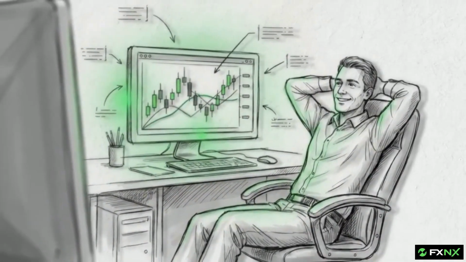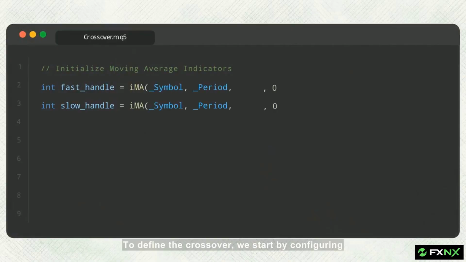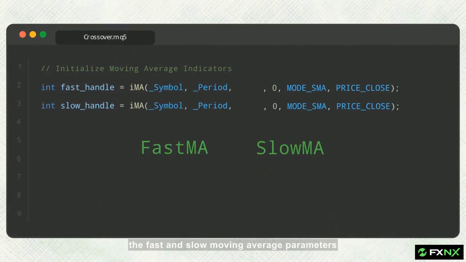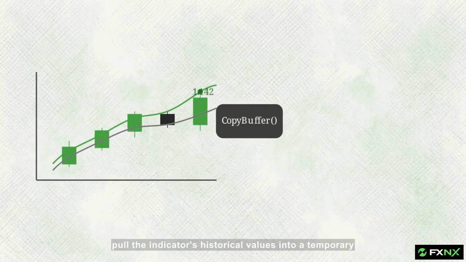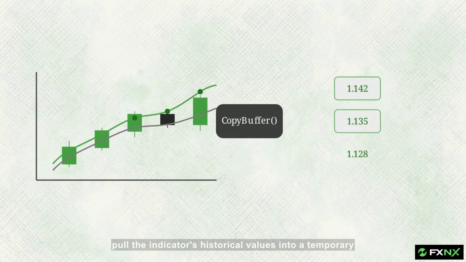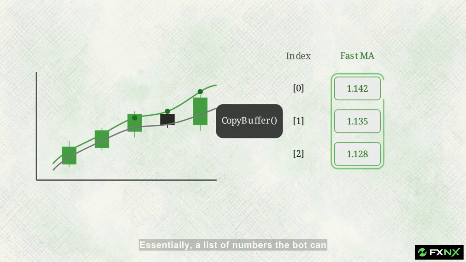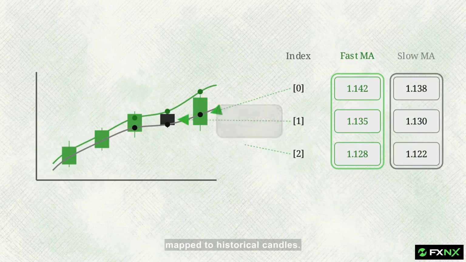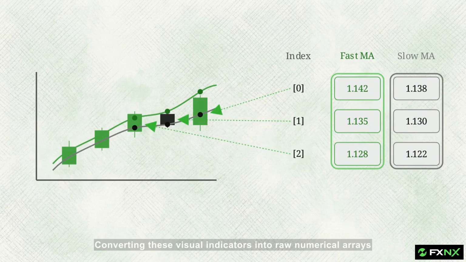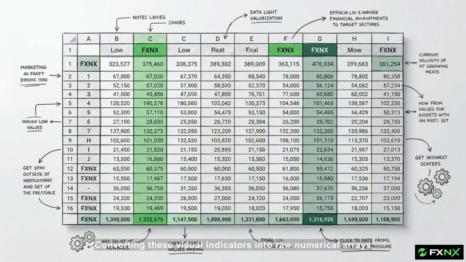To define the crossover, we start by configuring the fast and slow moving average parameters using the native MQL5 iMA functions. We then use the CopyBuffer function to pull the indicator's historical values into a temporary array, essentially a list of numbers the bot can read in sequence. Each moving average on your chart corresponds to a specific sequence of numerical values mapped to historical candles. Converting these visual indicators into raw numerical arrays allows the bot to assess market conditions significantly faster than human visual observation.